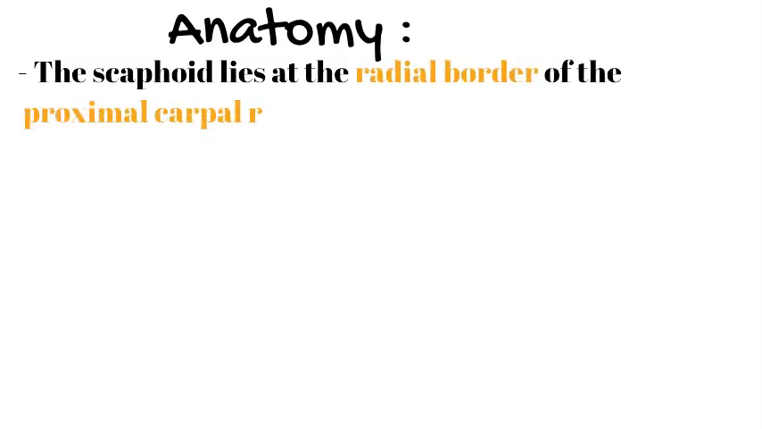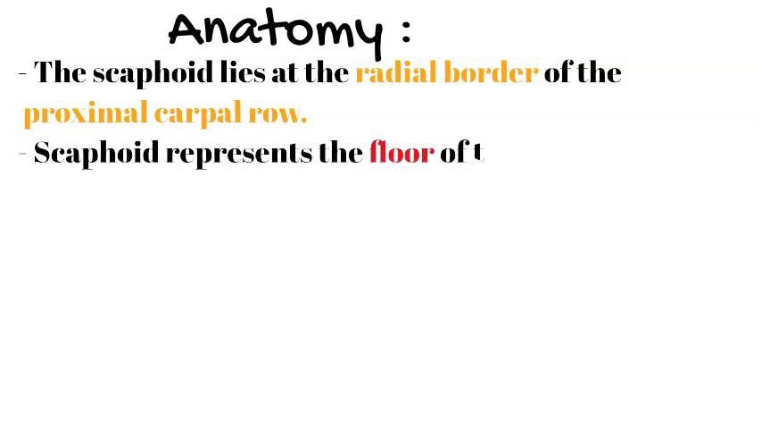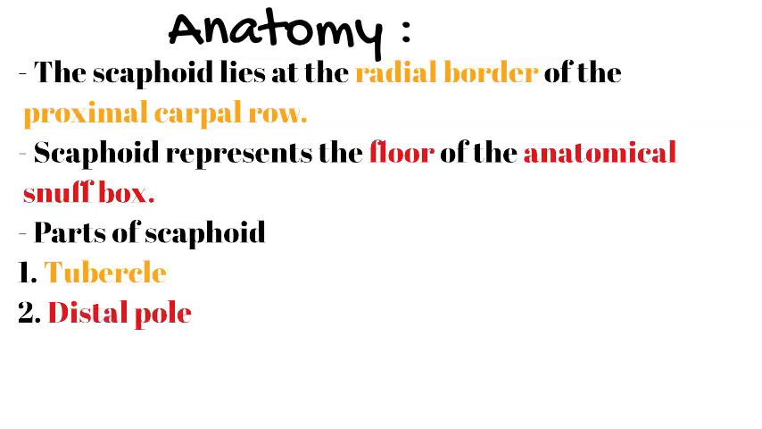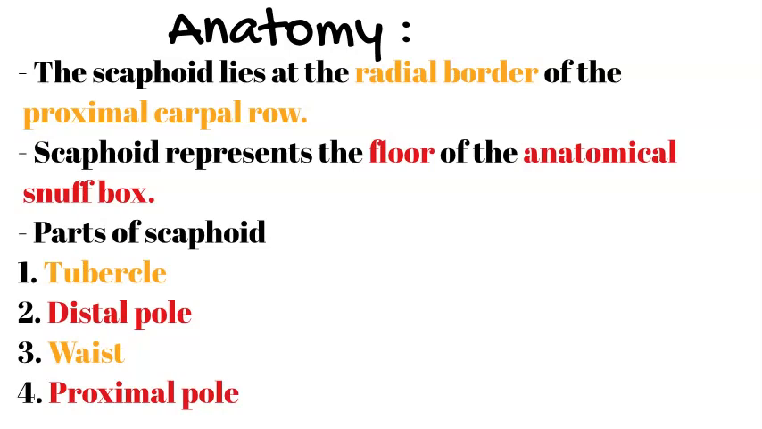Regarding the anatomy of the scaphoid, the scaphoid lies at the radial border of the proximal carpal row. The scaphoid represents the floor of the anatomical snuffbox. Parts of the scaphoid: 1. The tubercle. 2. Distal pole. 3. The waist. 4. Proximal pole.